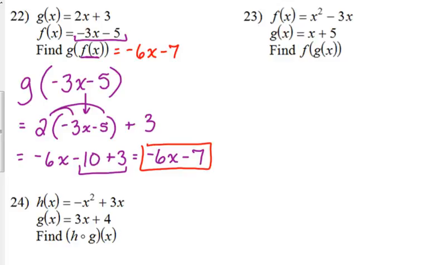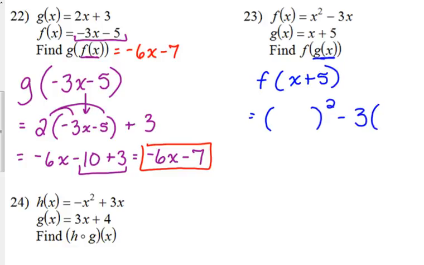Okay? Let's look at 23. We've got f of x is x squared minus 3x, g of x is x plus 5. So we're going to start by replacing g right here with its function, f of x plus 5. I've already got that written there on your paper. So we've got to plug that into our f function. So where we see x, we put parentheses. And in those parentheses, we put x plus 5.